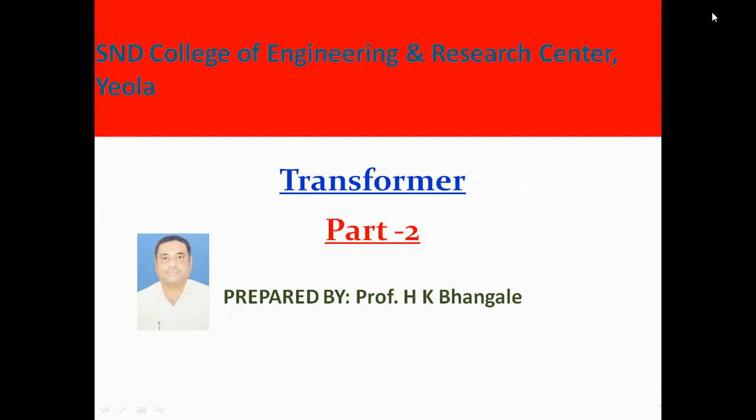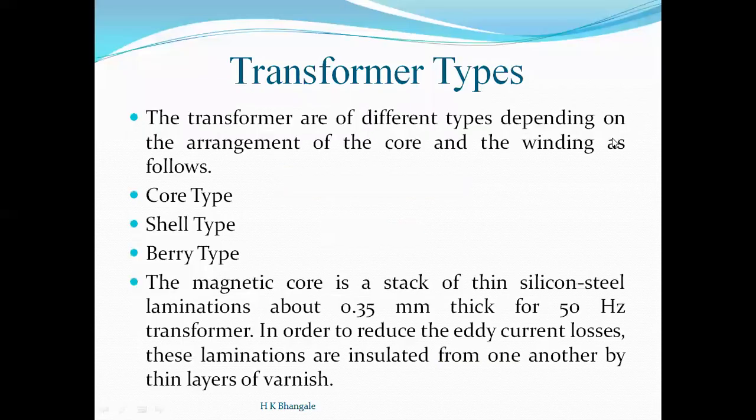Today in this lecture, we'll discuss the single phase transformer. In the last lecture, we saw what a transformer is. Now today, we'll see the different types of transformer. There are three basic types, and these types depend on the arrangement of the core and the winding. These types are the core type transformer, the shell type transformer, and the berry type transformer.